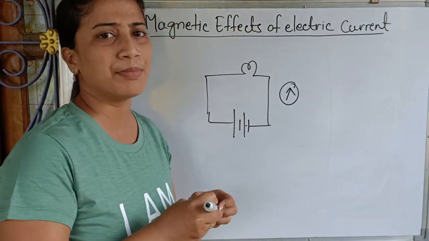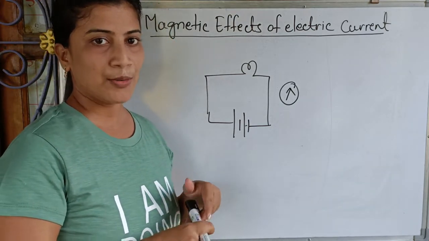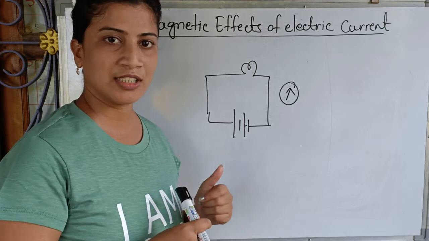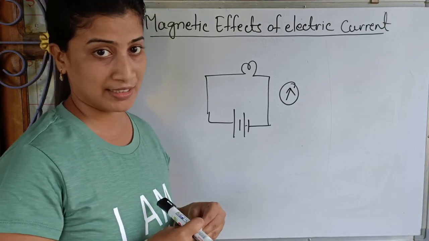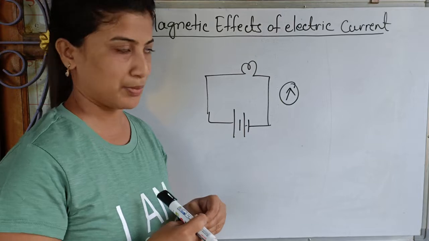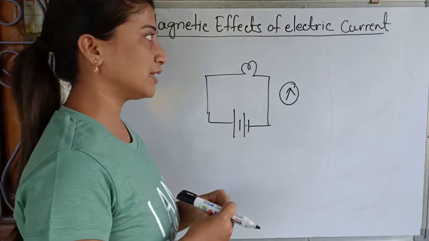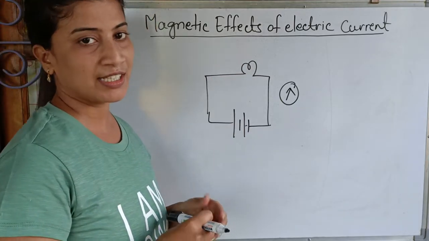In simple words, when current flows in a conductor, it will behave like a magnet. It will have some magnetic property which we call magnetic effects of electric current.